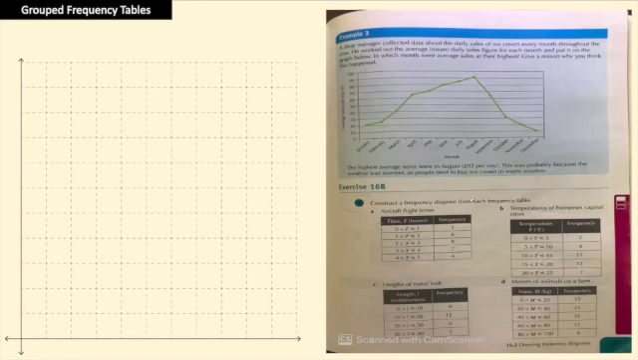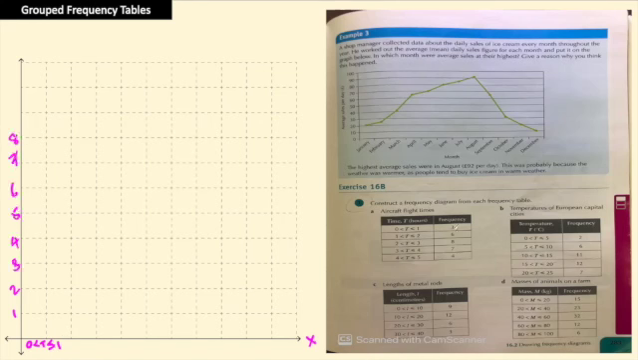Construct a frequency diagram from each frequency table. Aircraft flight times. 0 less than t less than or equal to 1. So on the x-axis, which is here the horizontal line, we need to mark the interval 0 less than t less than or equal to 1. So let us write here 0 less than t less than or equal to 1. We need numbers until 8. So we can say 1, 2, 3, 4, 5, 6, 7, 8.